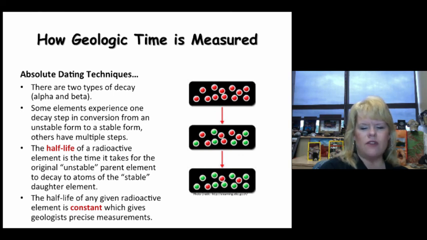So the half-life of any given radioactive element is constant, meaning it's a very reliable clock, so it gives us precise measurements. If we can find those isotopes in rocks, we can date them.